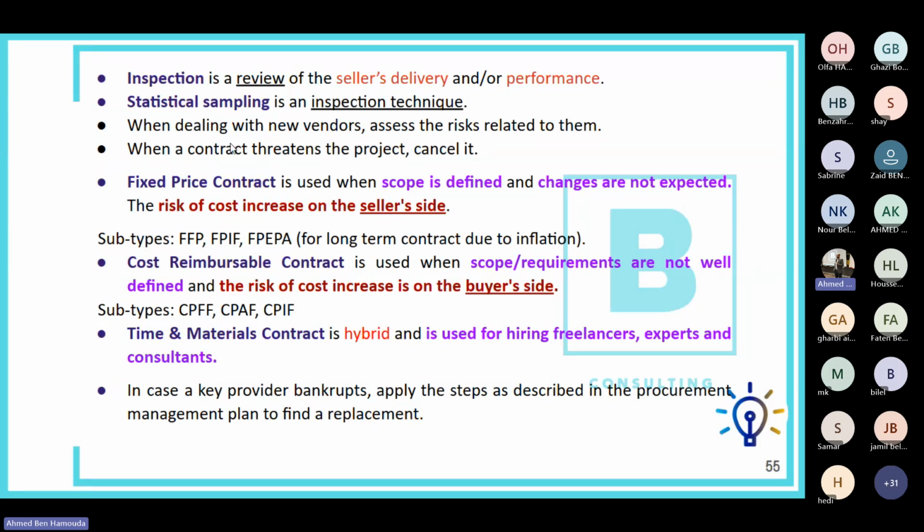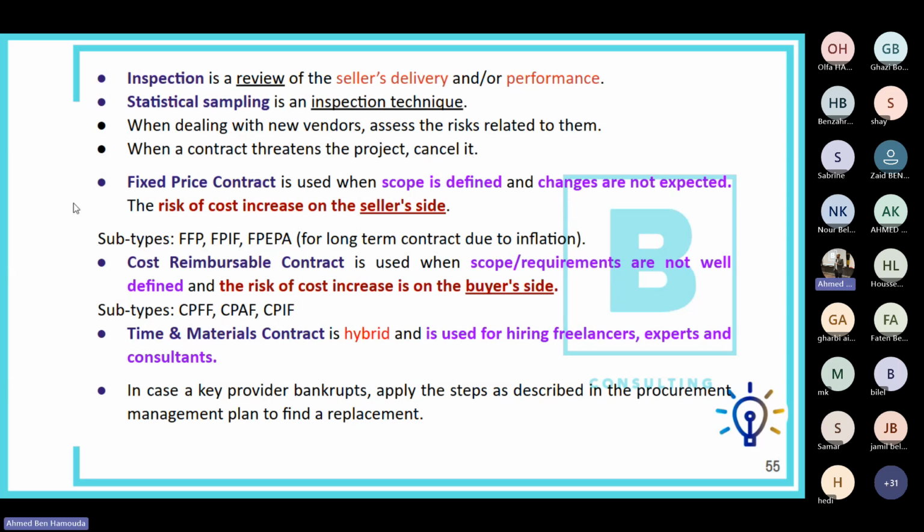When dealing with a new vendor, assess the risks related to them. So that can be one of the answers to pick in the PMP exam. In case the question tells you that a new vendor has been selected, then you need to figure out if there are any risks connected with this new vendor. In case the contract threatens the project, then cancel the contract. Not cancel the project, but cancel the contract.